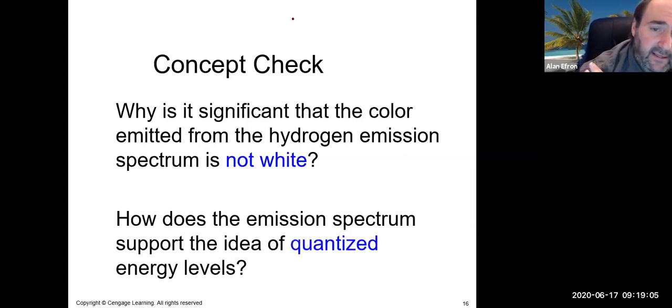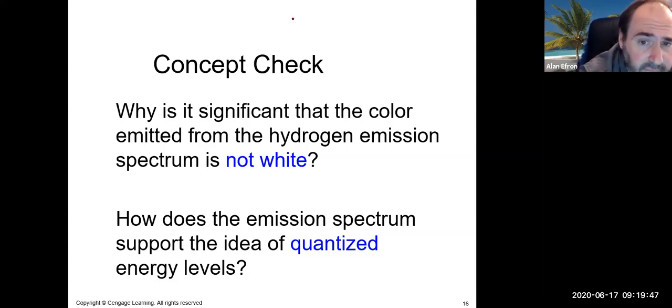So why is it significant that the color emitted from the hydrogen spectrum is not white light? And how does the emission spectrum support quantized energy? If the levels were not quantized, as electrons transition from one energy level to the next, what we would see is white light. We see white light because all the colors are released at the same time, so all the colors are emitted at once.